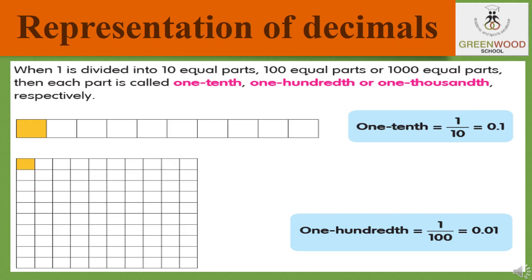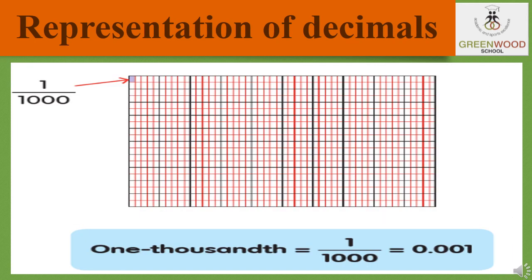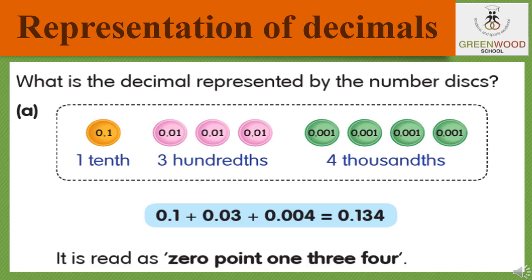That means when 1 is divided into 10 equal parts, 100 equal parts or 1000 equal parts, then each part is called 1/10th, 1/100th or 1/1000th respectively. Similarly, now there are 1000 blocks, out of which just one part is colored. So we can write it as 1/1000, which is equal to 1 by 1000, which is equal to 0.001.